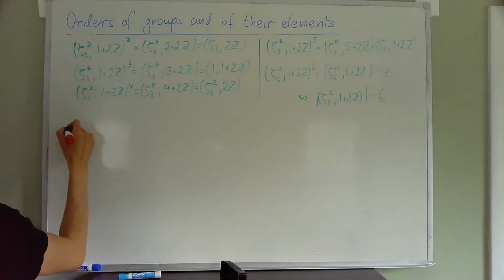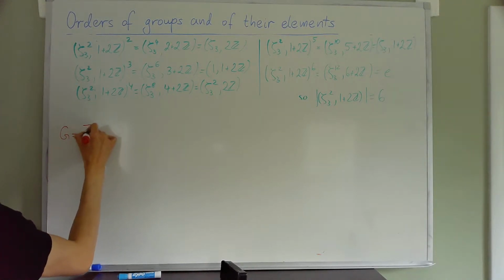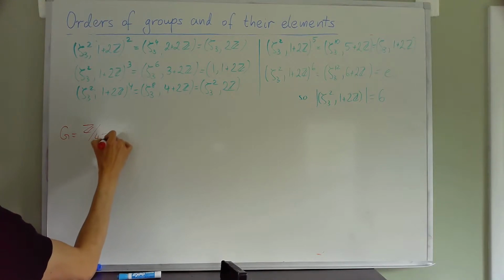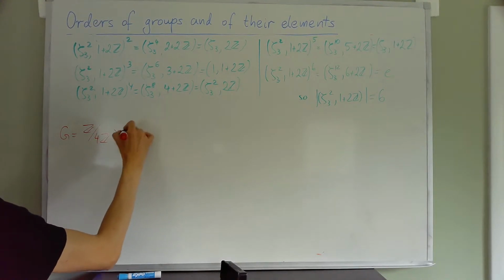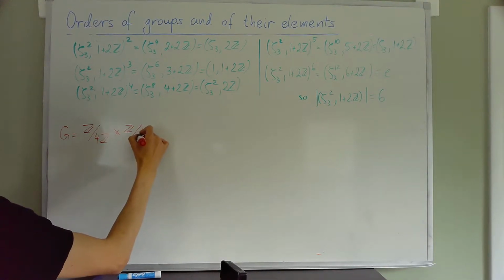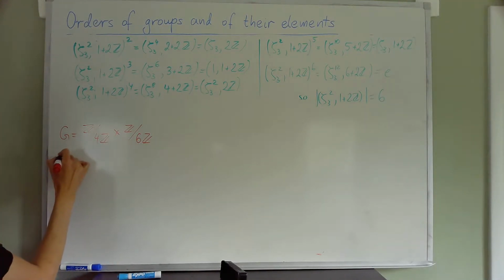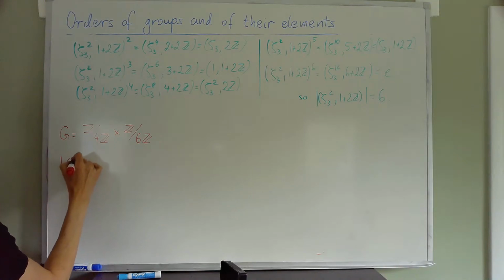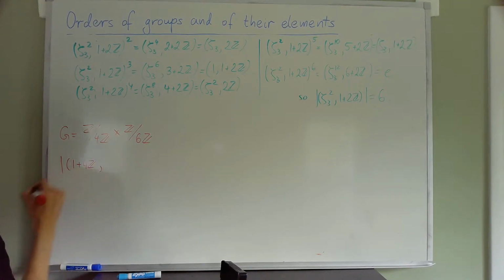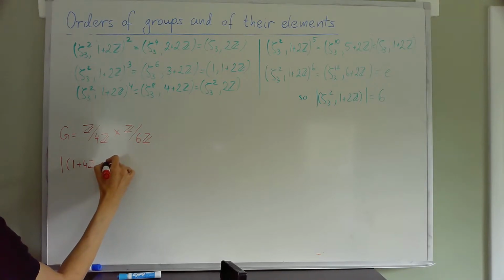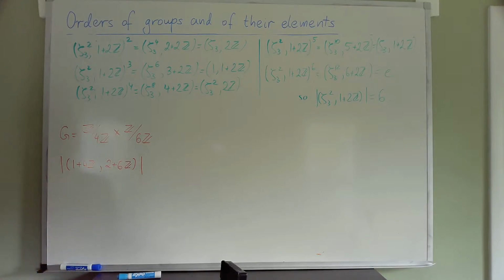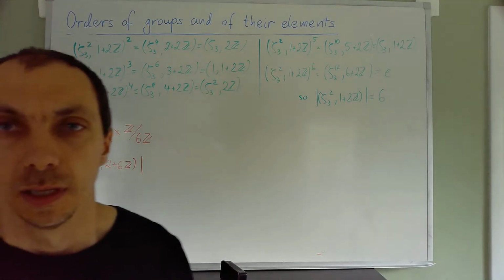So let's look at the group G equal to Z mod 4Z cross Z mod 6Z. And let's look at this element, 1 plus 4Z, 2 plus 6Z. I want to know its order.